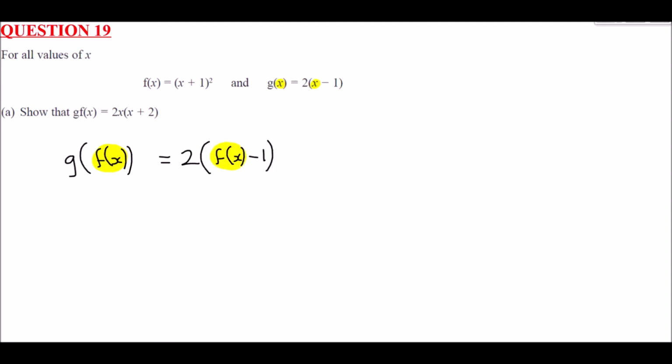But of course, what is f of x? Well, we're told what f of x is. f of x is x plus 1 all squared. And so this is 2 lots of x plus 1 all squared, minus 1, because f of x is x plus 1 all squared. So then we just have to carry on and have faith that we will arrive at what we want to show. So let's expand out x plus 1 all squared.